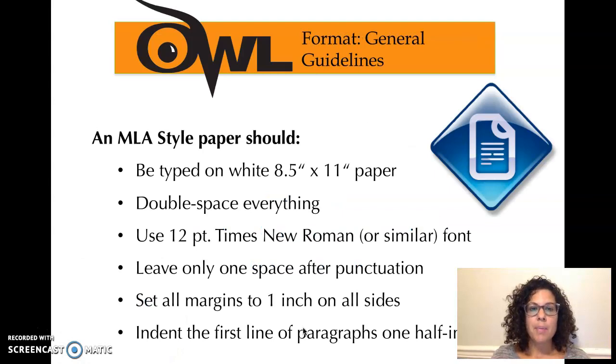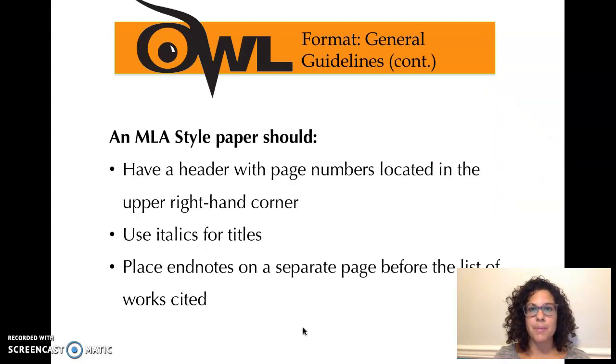Your MLA style paper should be plain white paper, 8.5 by 11, double spaced, 12 point Times New Roman or a similar font. I know Google Docs has Arial, I believe, as its default. All margins should be 1 inch. In Google Docs, you'll need to set it to 1 inch, but if you have Word, then it's automatically 1 inch. Word also has an MLA format template that you can search for. And you always want to indent the first line of your paragraphs 1/2 inch by using tab.